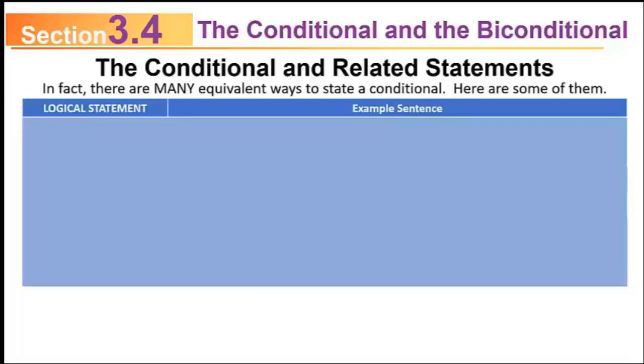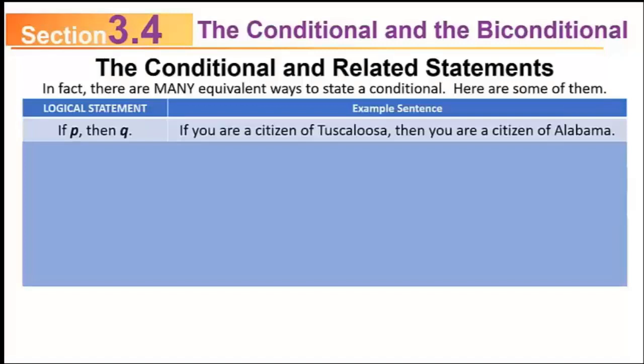We're not going to go too deep into this, but I do want you to see the breadth. So we start off with if P, then Q. My example sentence is, if you are a citizen of Tuscaloosa, then you are a citizen of Alabama.